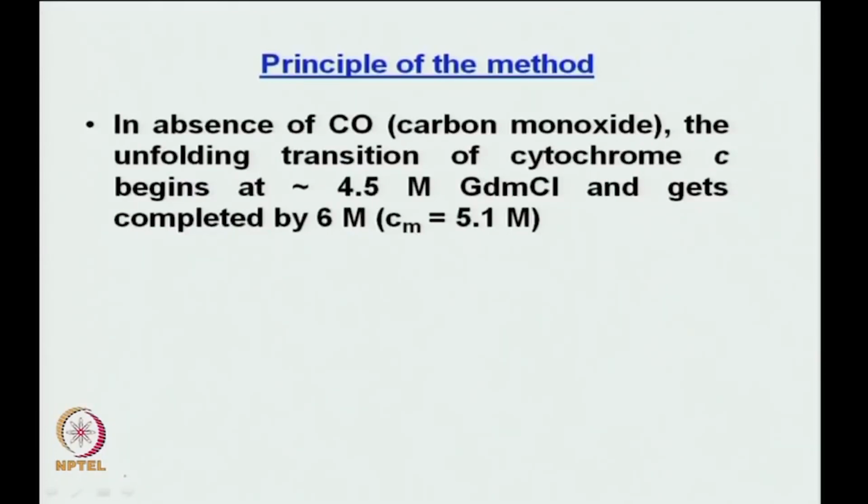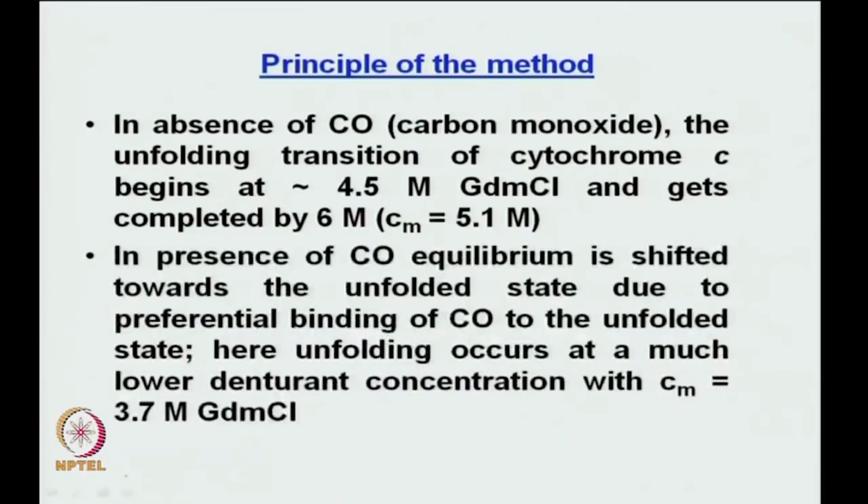Okay. Now, this is what the method says. In the absence of carbon monoxide, that means you have not bound any carbon monoxide, the unfolding transition of cytochrome C begins at 4.5 molar guanidinium hydrochloride and gets completed by 6 molar. So, the Cm, remember what the Cm is, right, it is 5.1 molar. Okay. Now, if this point was about the absence of carbon monoxide, the next point would always be about what? The presence. So, in the presence of carbon monoxide, the equilibrium is shifted towards the unfolded state due to preferential binding of CO to the unfolded state. That is what I just said. CO does not bind to the folded state, it preferentially binds to the unfolded state.